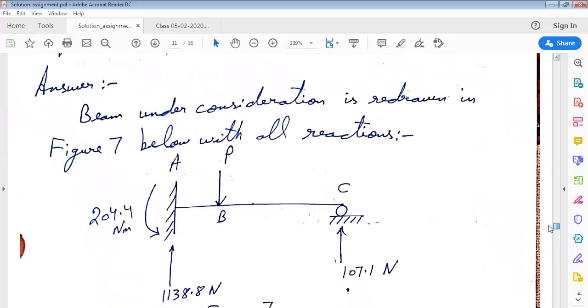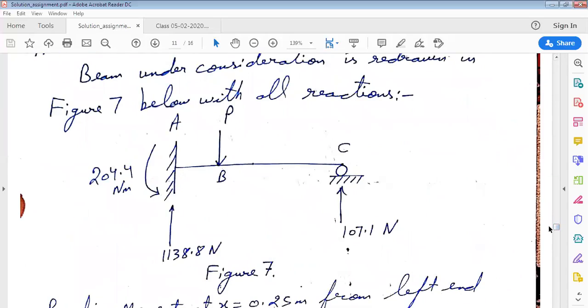Now let us look at this beam. Here let us try to find out the plastic limit load using the equilibrium method. In this beam, we know the reactions. At the left end, this beam is experiencing a moment reaction of 204.4 Newton meter. At the left end, the vertical reaction is 1138.8 Newton. At the right end, the vertical reaction is 107.1 Newton. And this beam is experiencing a vertical load of capital P.